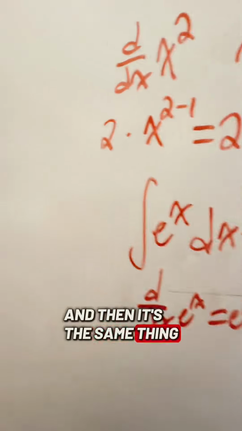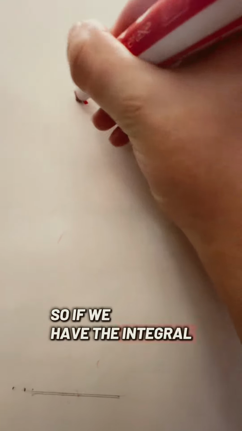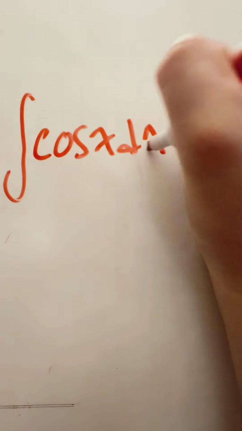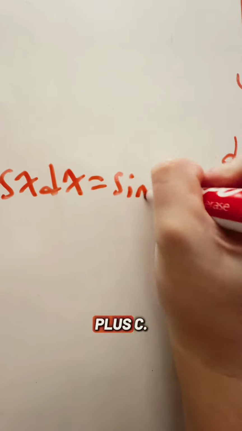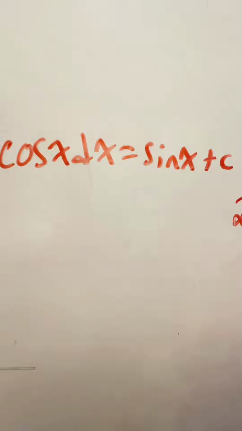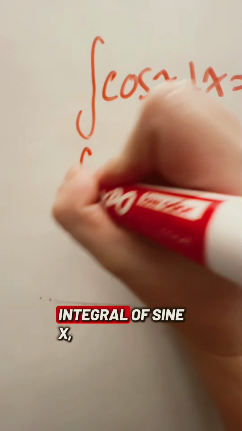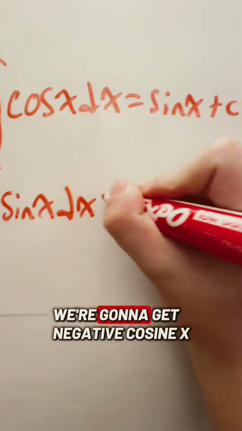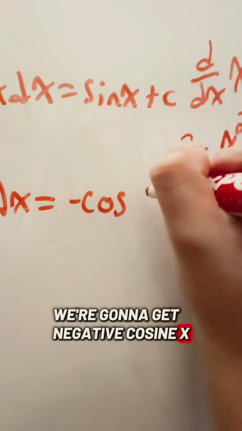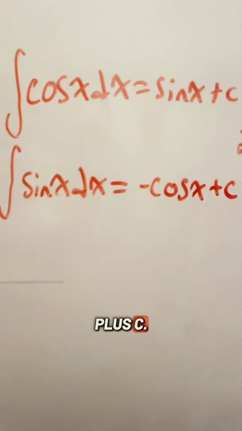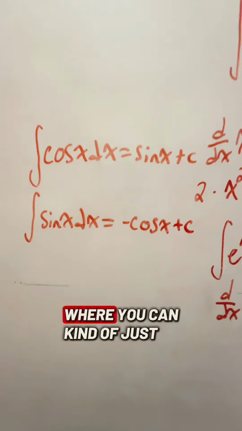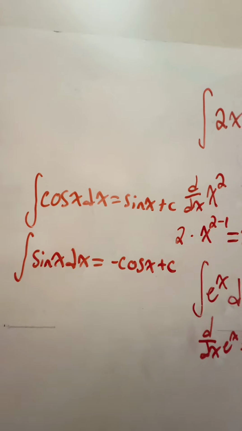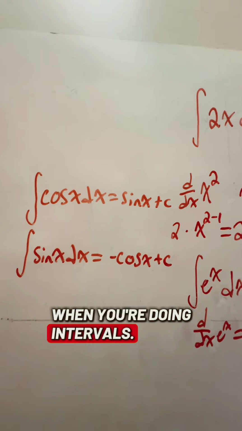And then it's the same thing with trig. So if we have the integral of cosine x, it's just going to equal sine x plus c. And then if we have the integral of sine x, we're going to get negative cosine x plus c. And it's the same thing where you can kind of just think about derivatives backwards when you're doing integrals.